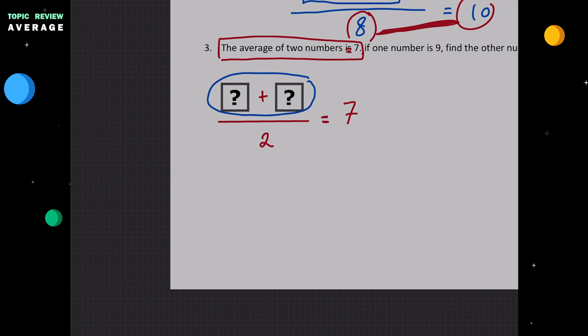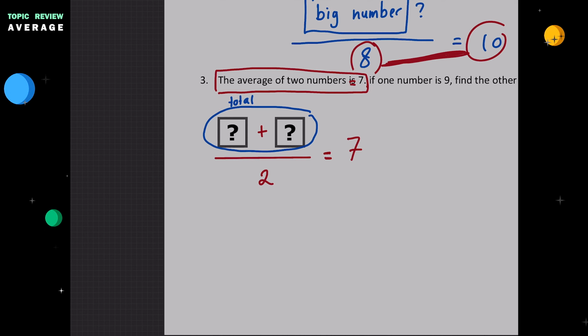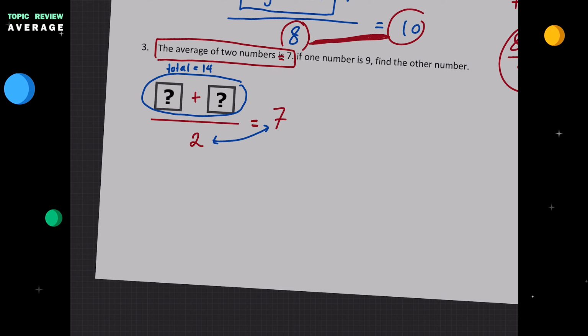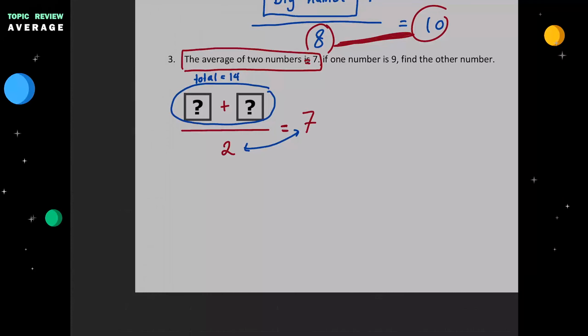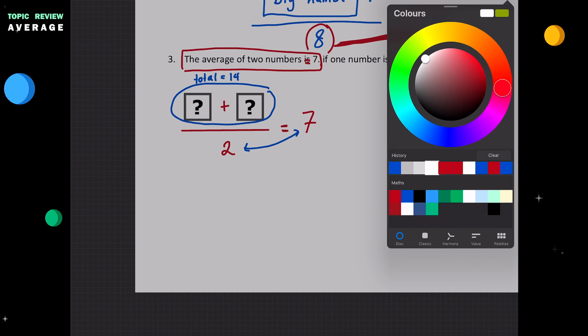Well, the total, how do we find it? Again, we're going to do the same technique, the same trick. We're going to take these 2 bottom numbers and multiply them together. 2 times 7 gives me 14. So therefore the total equals 14. And you can see that 14 divided by 2 does indeed give me 7. 14 divided by 2 is 7. Makes sense.